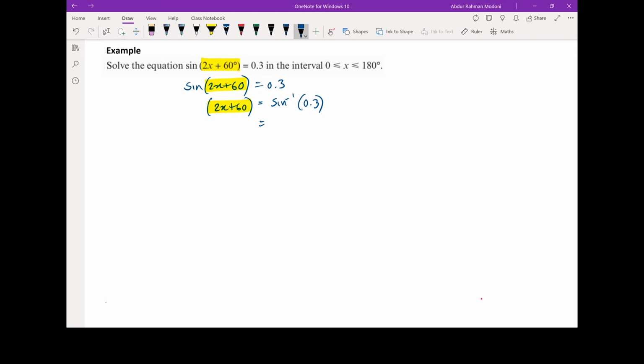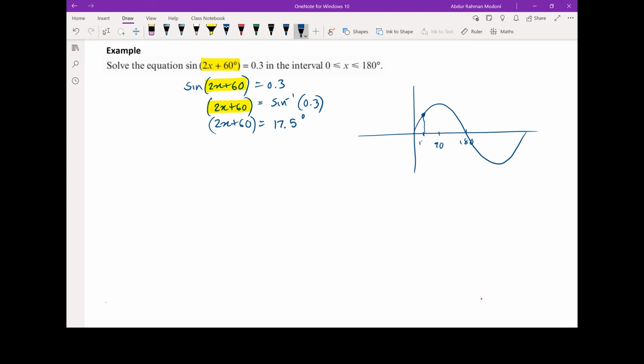So plugging this into our calculator, this gives us a value of 17.5 degrees to 3 significant figures. So we'll keep that here, 2x plus 60. Now let's go and draw the sine curve here. Draw a little sketch. And 17.5 degrees is somewhere along here. So let's go and put that in. So there's 17.5 degrees that gives us that solution.